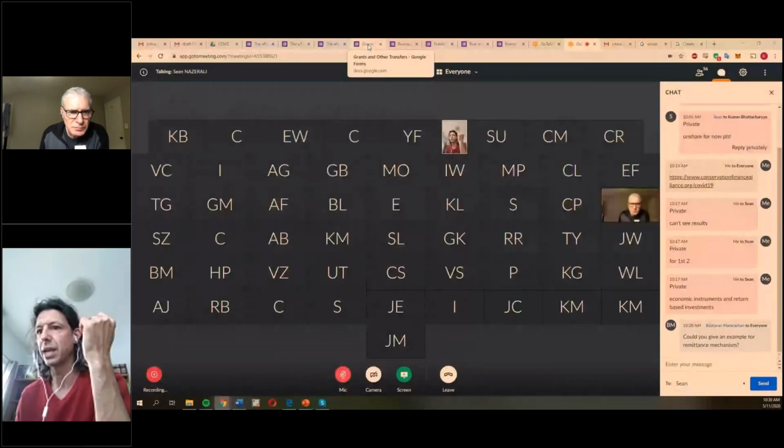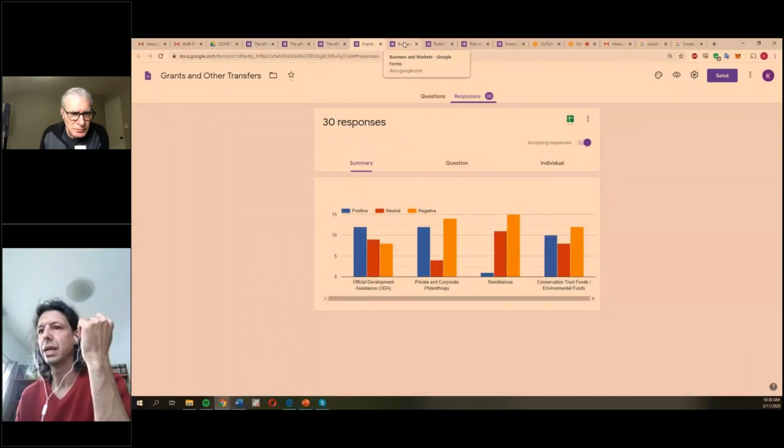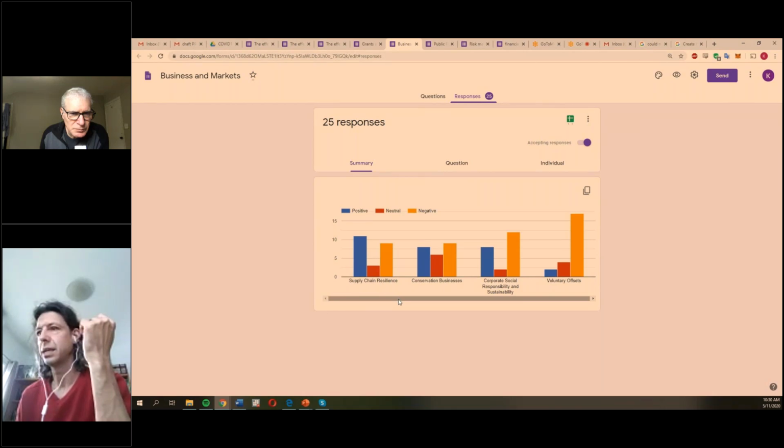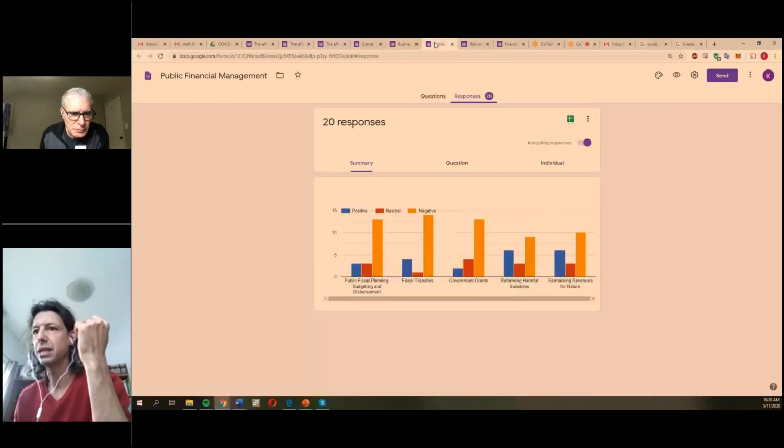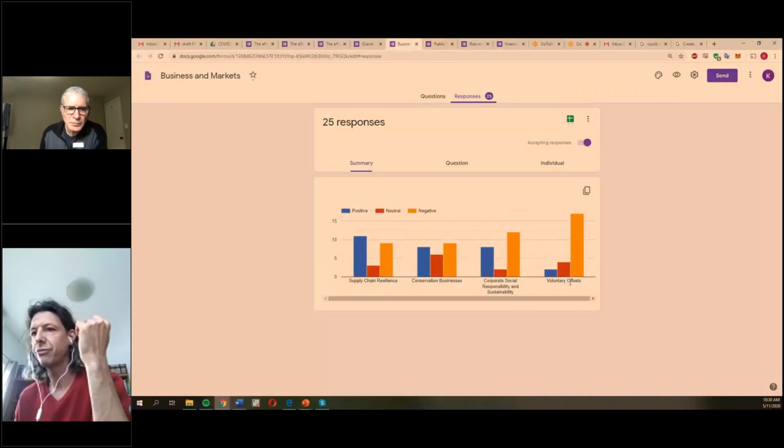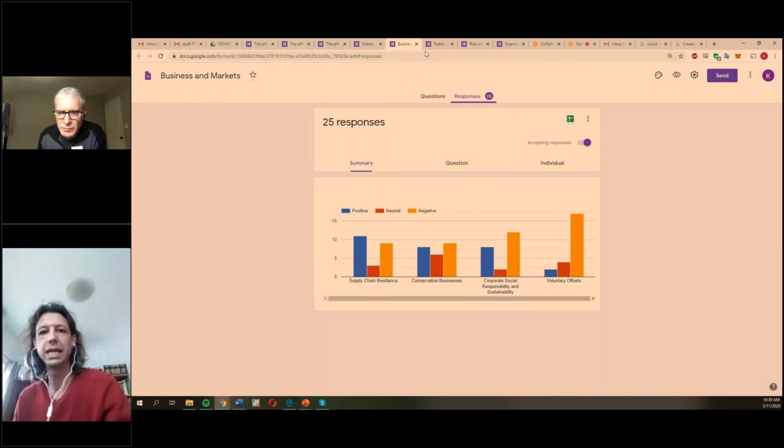Kumar, can you show some of those other results from those categories? I think we've got as many responses as we can get through to talk about. Can we see which ones? Voluntary offsets here, very strongly negative. Can you see any other strong positive ones? Supply chain resilience, that's an interesting one. It seems that quite a number of people are looking at resilience.